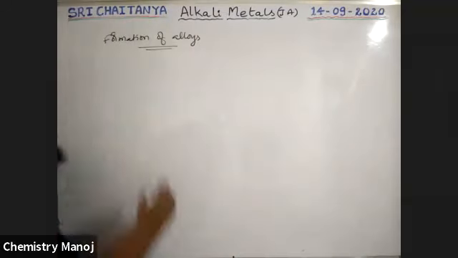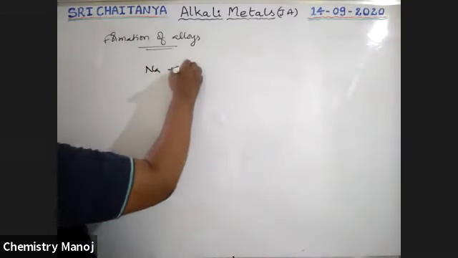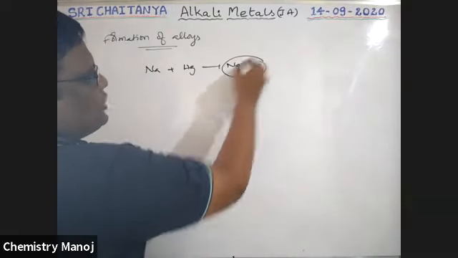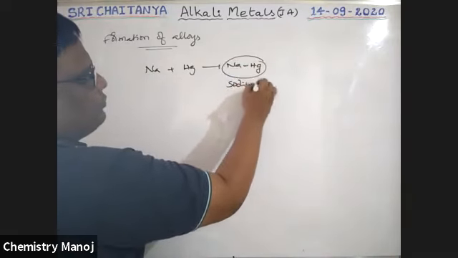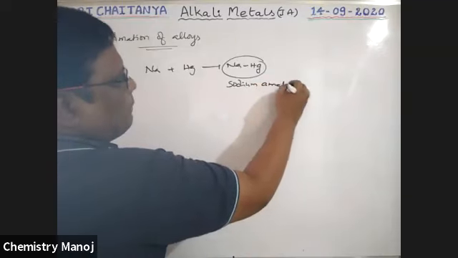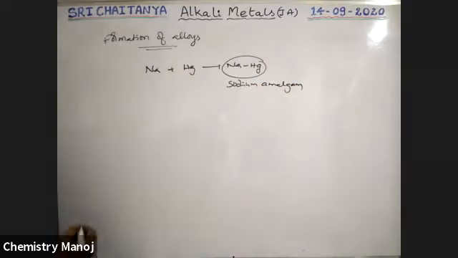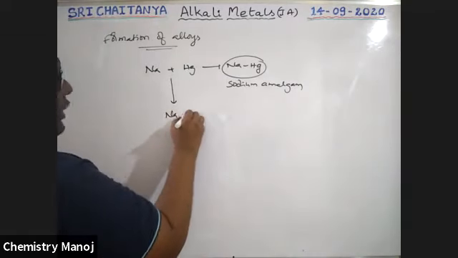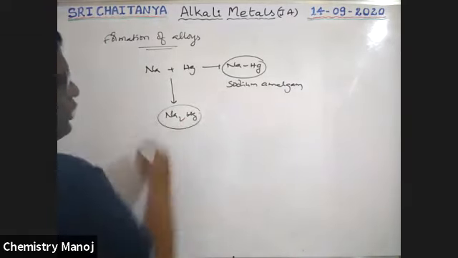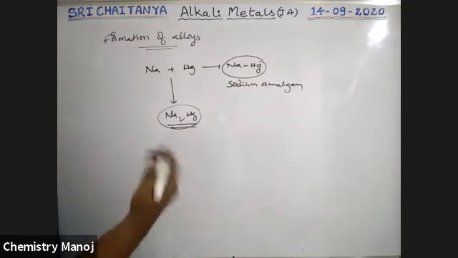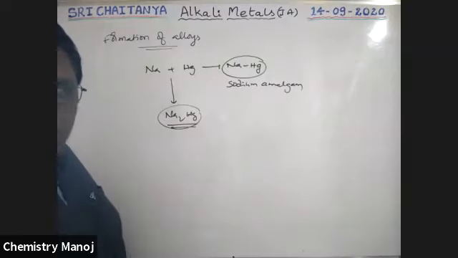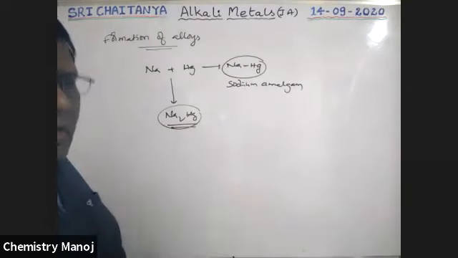See here, sodium reacts with mercury and NaHg is formed, which is called sodium amalgam. Na2Hg is also formed, and it is also a sodium amalgam, boys. So this type of alloys are possible. That is, our alkali metals give alloys.